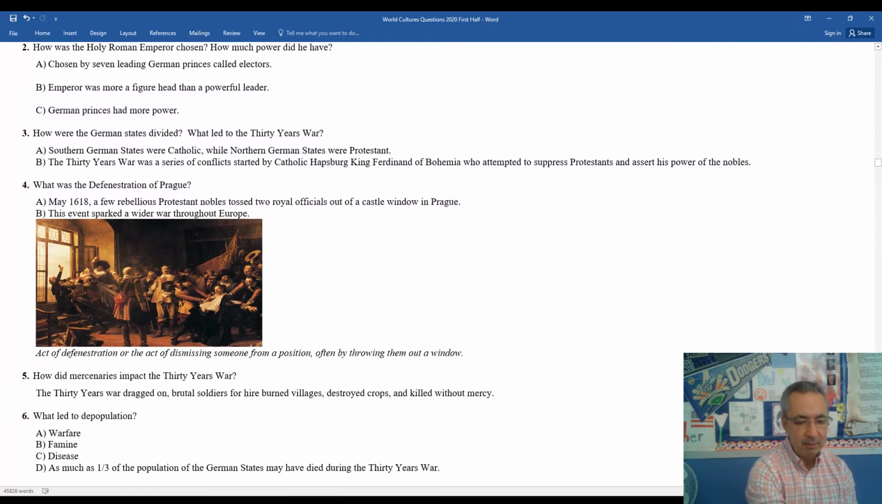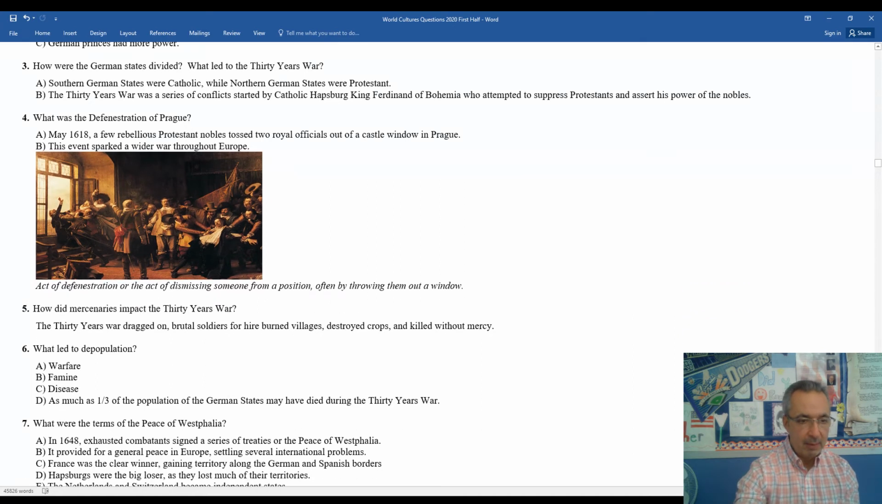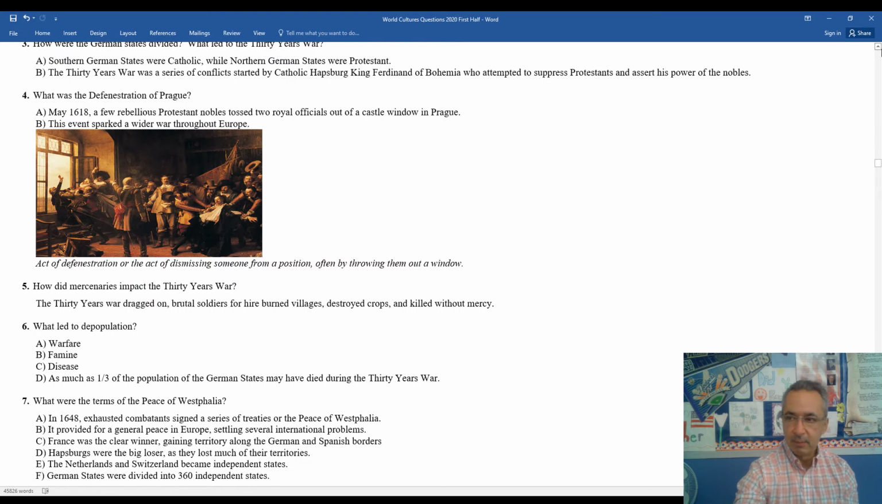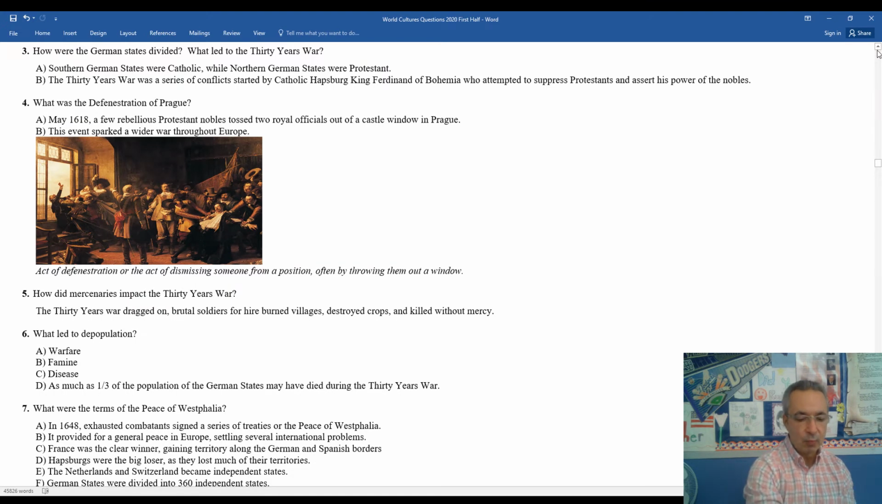Five, how did mercenaries impact the 30 Years' War? The 30 Years' War dragged on. Brutal soldiers for hire, which are mercenaries, burned villages, destroyed crops, and killed without mercy, hence mercenaries. When you look at depopulation during this period of time, this means that people are dying at a rapid rate. Here are some reasons why people were dying and why the population was on a decline. Warfare, famine, disease. As much as 1/3 of the population of the German states may have died during the 30 Years' War through a wide variety of different factors.